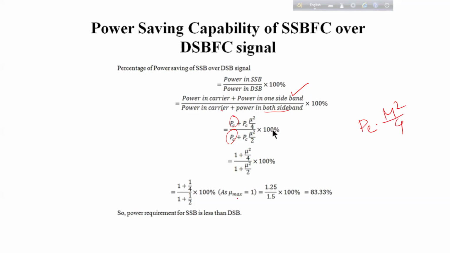So if you simplify this, you will get 83.33%. So the power requirement for SSB is less than DSB. You can save 83.33% power in SSB. So this is beneficial for us.